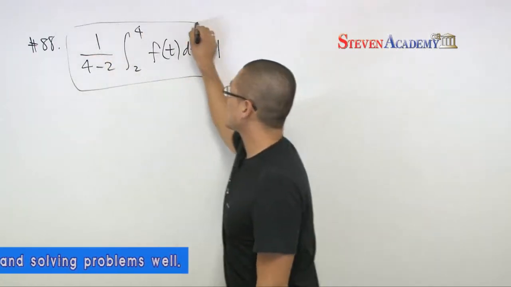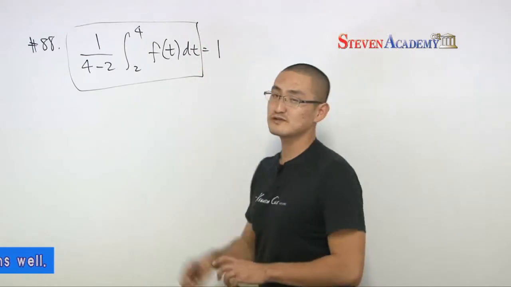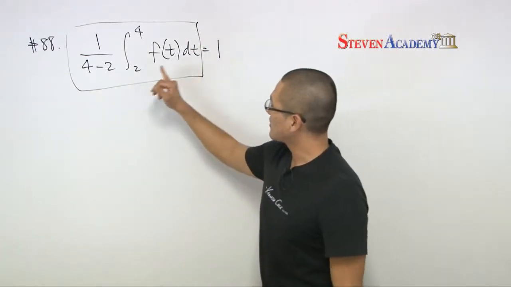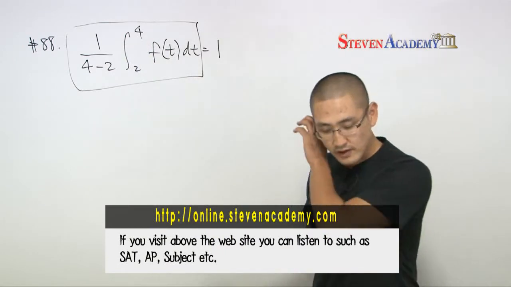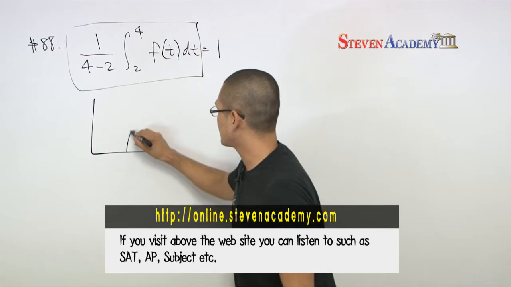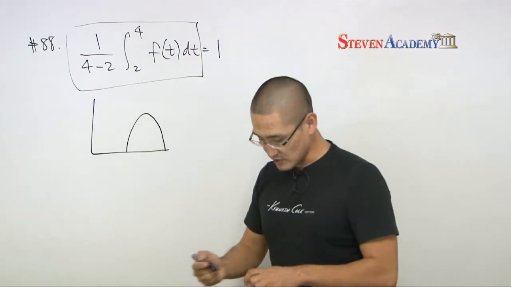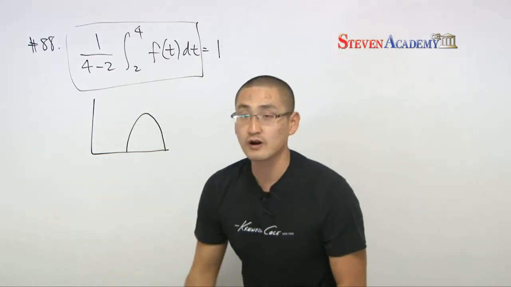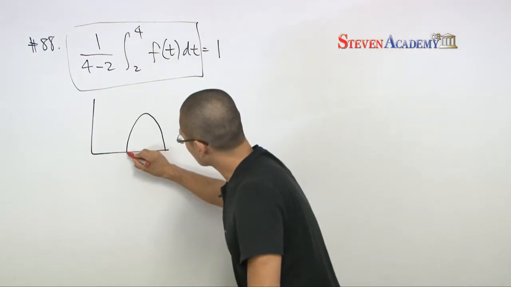What is this equal to, guys? This is average function value where t goes from 2 to 4, right? So we're just looking for average here. Okay, let's look over quickly. A, we have something like this. We have a cone shape or maybe a parabola.